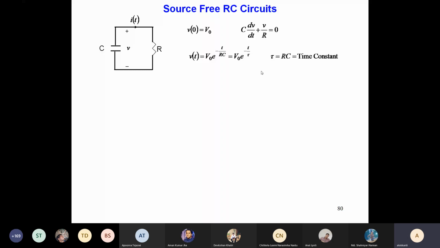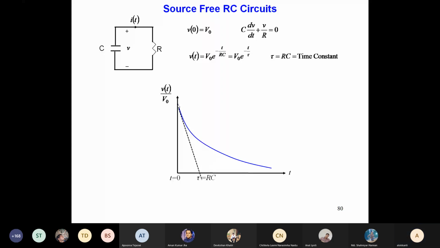So here again, if you plot V(t) by V naught, the same type of approach, it will keep on reducing. Obviously it will reduce from what? What is the magnitude at t equal to 0? Of V(t) by V naught, it is basically 1. So if at that instant the tangent is drawn, the point at which it will cut the time axis is the time constant, which is equal to RC. So that is how the time constant is defined.